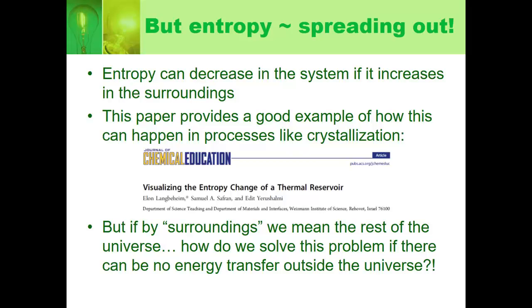But how do we apply this to the universe? By definition, the universe has nothing outside it. So if the universe is always spreading out, why would any of it ever come together? After the Big Bang, why did anything come together? So we can't solve this problem by appealing to the surroundings. If our system is the universe, we can't do the usual answer of saying that the surroundings are where the entropy actually goes up.